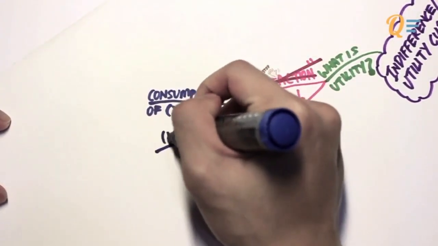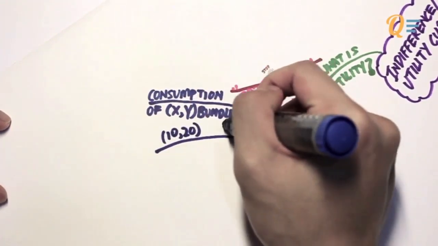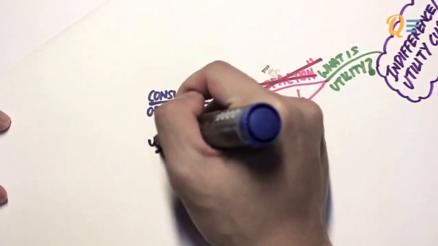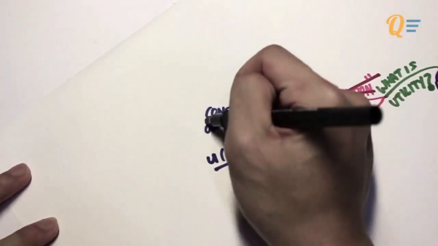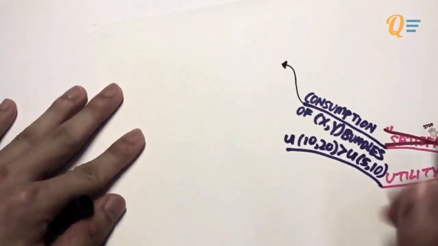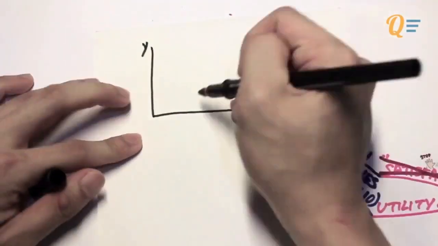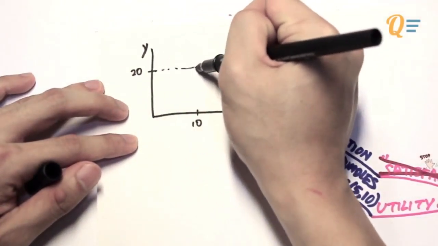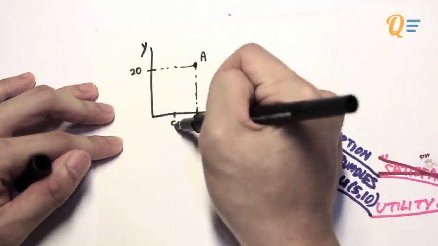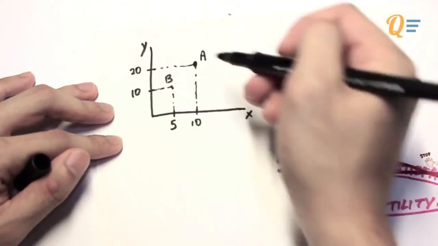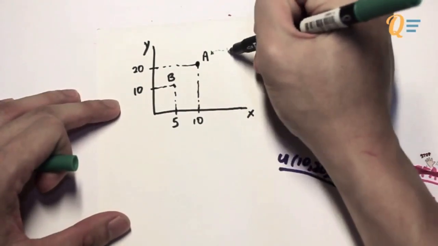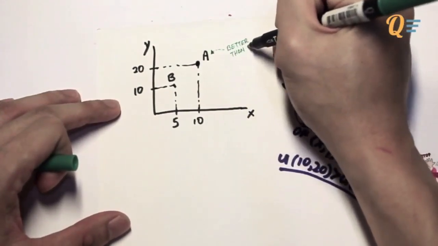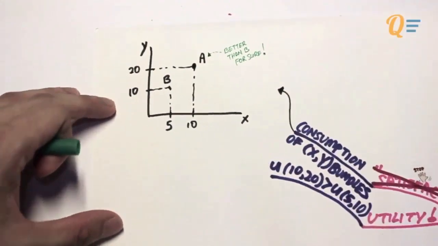So different bundles of goods will give you different levels of utility. For example, if you have a bundle of 10x and 20y, this will give you more utility than a bundle of 5x and 10y. Well, this is most obvious because if I've got 10x and 20y at point A over here, compared to point B, I would have more goods to consume. Therefore, I have a higher utility. At point A, I am better off than at point B.